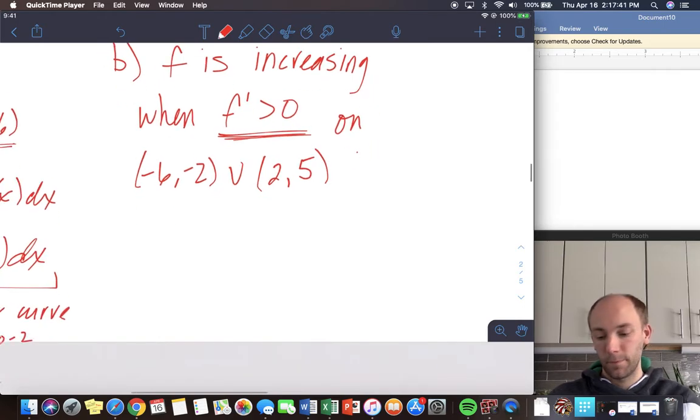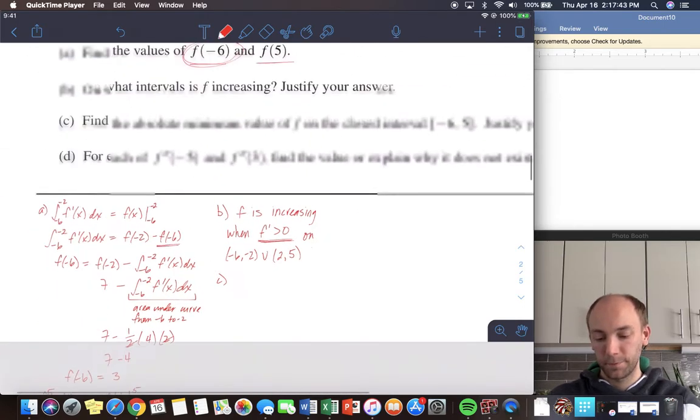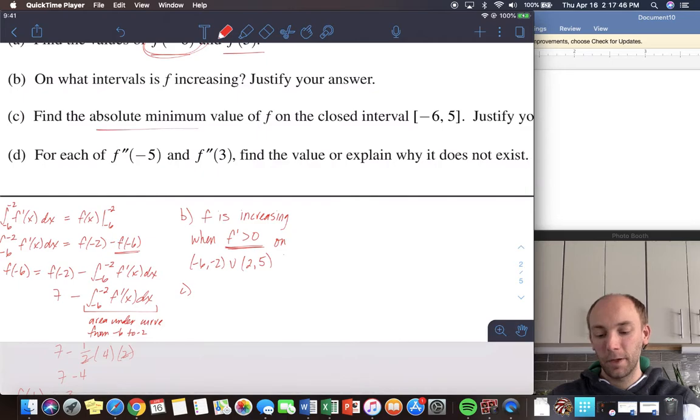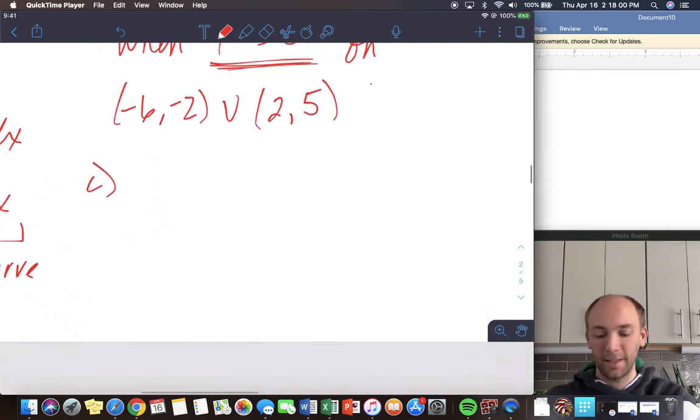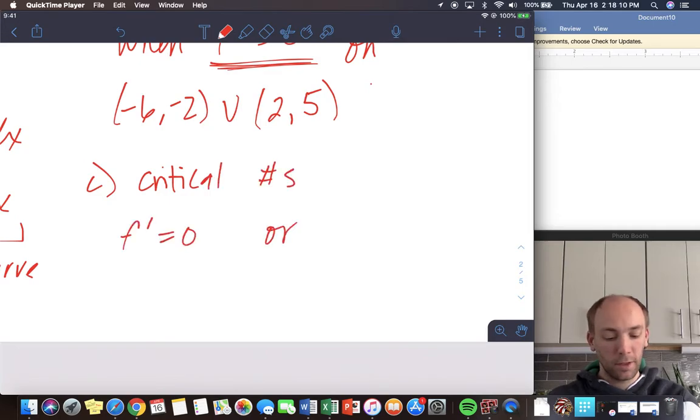All right. Part C. Find the absolute minimum value of f on the closed interval -6 to 5. Do you remember how you find a minimum value on a closed interval? Yep, we're going to use a candidate test. So for a candidate test, we're going to start by finding the critical numbers. Critical numbers are when the derivative is equal to 0 or undefined.